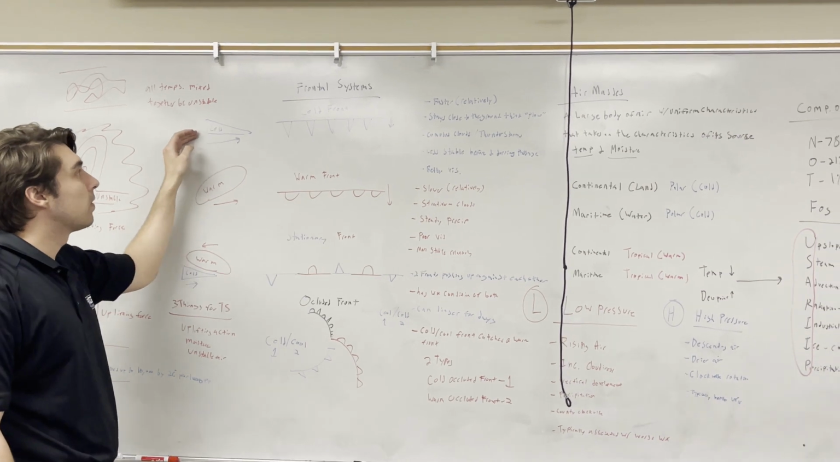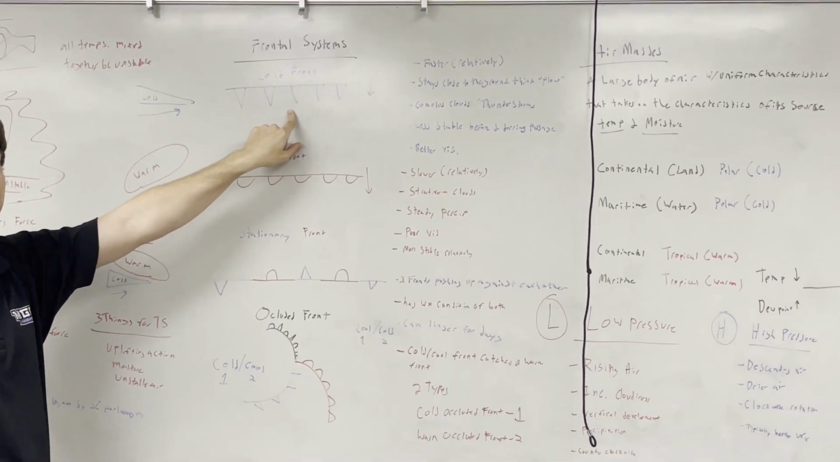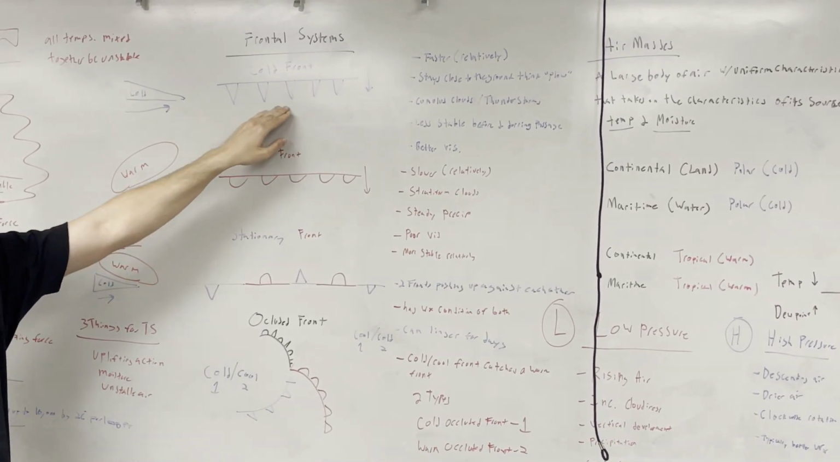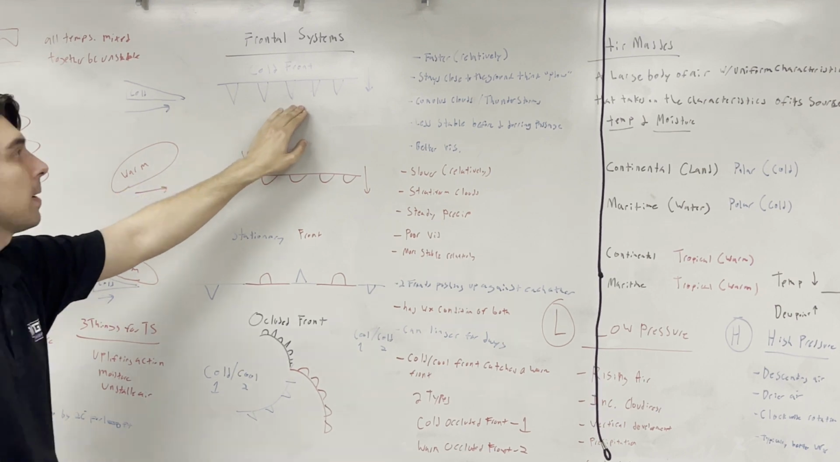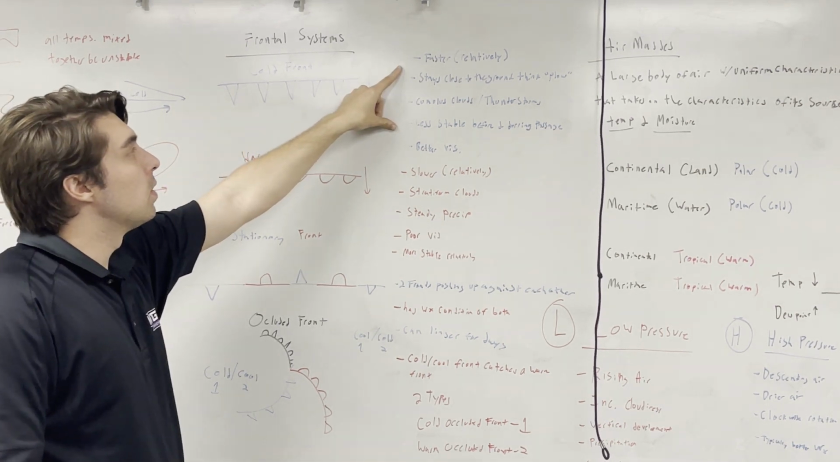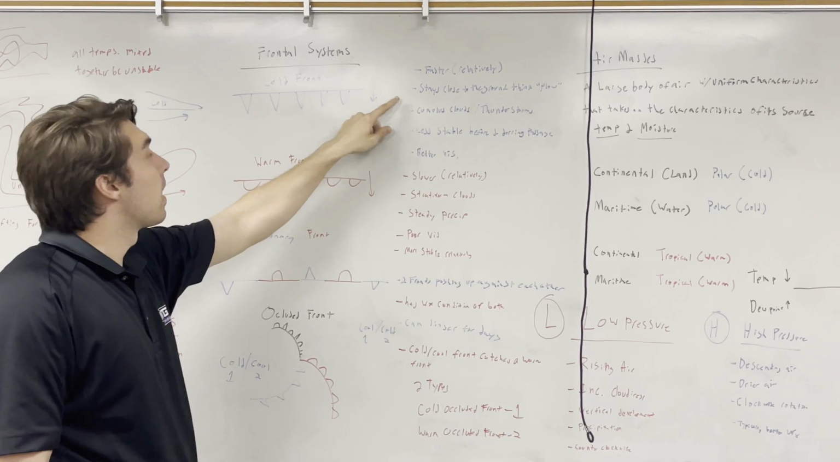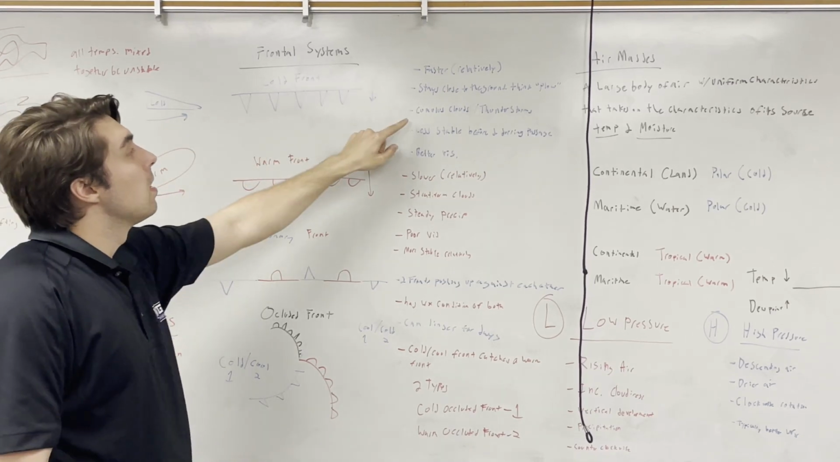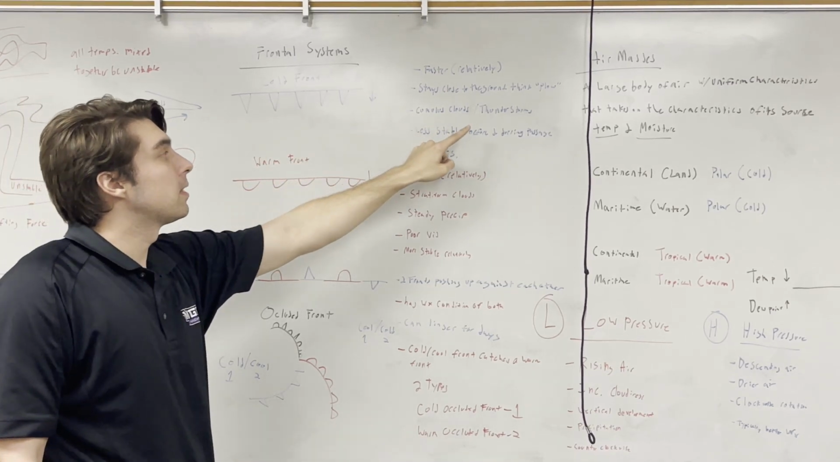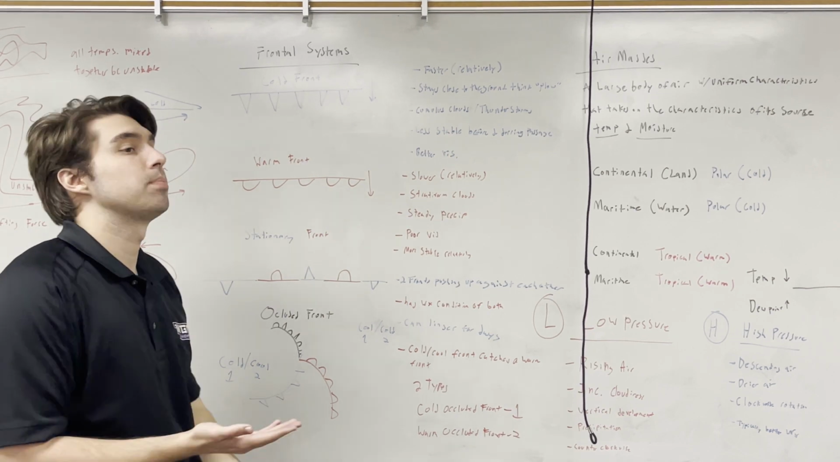So a cold front, which looks like this, is characterized by these icicles, okay? It moves faster relative to a warm front. It stays close to the ground, think plow. It creates cumulus clouds and thunderstorms. Again, because the cold front is pushing that air up.